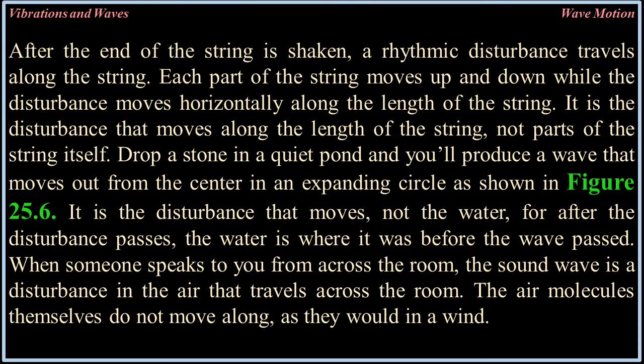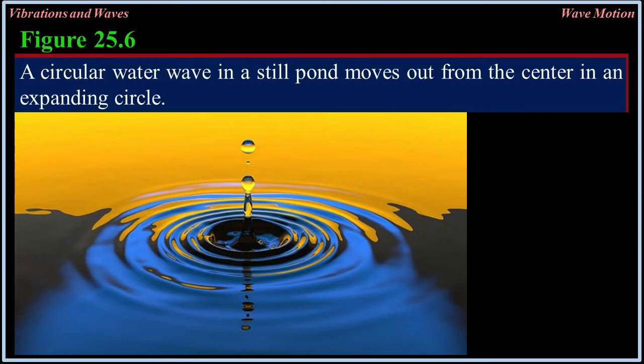When someone speaks to you from across the room, the sound wave is a disturbance in the air that travels across the room. The air molecules themselves do not move along as they would in the wind. 25.6. A circular water wave in a still pond moves out from the center in an expanding circle.